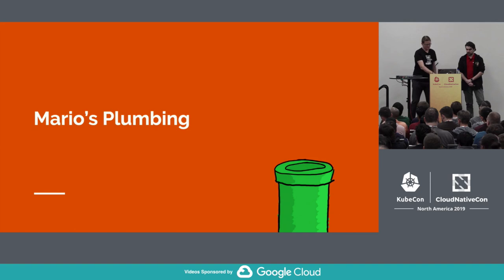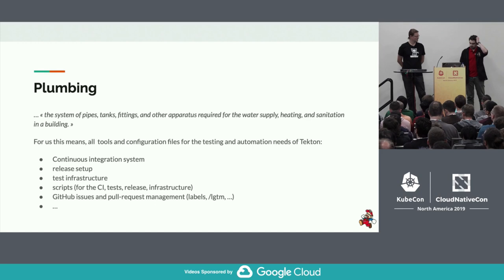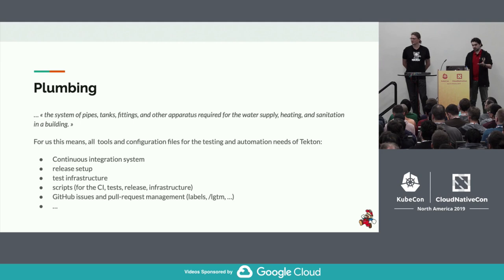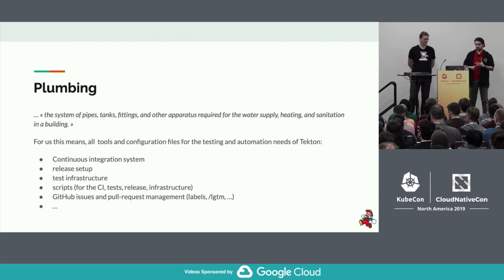Right, so let's dig into the actual plumbing that we did. First, we need to define what we mean by plumbing. I think it's the same for everybody, but the definition is the system of pipes, tanks, fittings, and anything needed to run water supply, heating, and sanitation in a building. For us, for IT, it means continuous integration, release setup, test infrastructure, any scripts that we would need to run our thing, anything that helps us manage our project in GitHub or maybe even in Slack. So this is why we call the project plumbing.